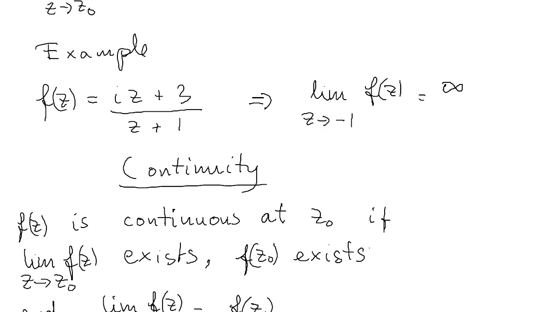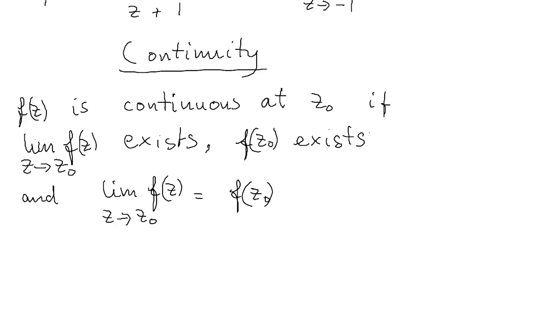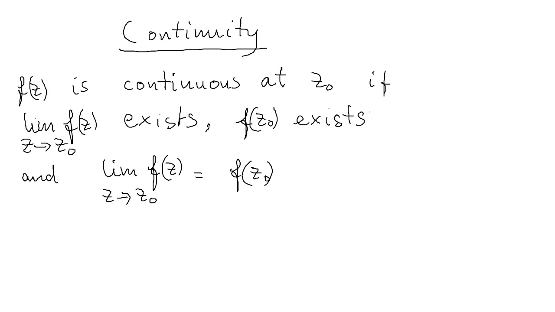Let's now turn to the definition of continuity. The continuity is very close to the definition of limits. We say that a function f of z is continuous at a point z0 if the limit of f of z as z approaches z0 exists, that the function value in this point exists, and that the limit of the function as z goes to z0 is equal to the function value in this point.